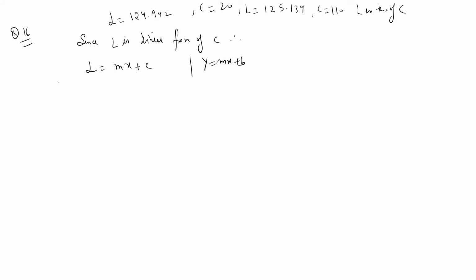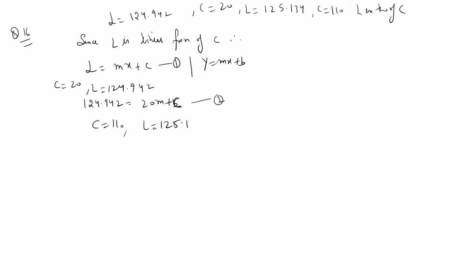Now C is 20 and L is 124.942. Okay, so let us put it in the equation. This is 20m plus b, right? This is my first equation and this is the second. Second condition is C is 110 and L is 125.134. So it becomes 125.134 is equal to 110m plus b. This is equation number 3.